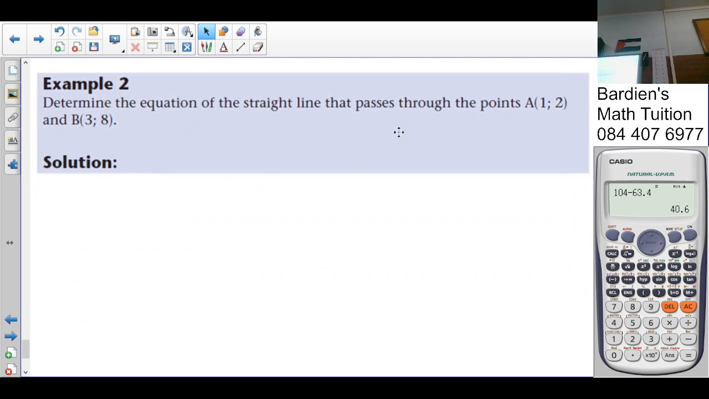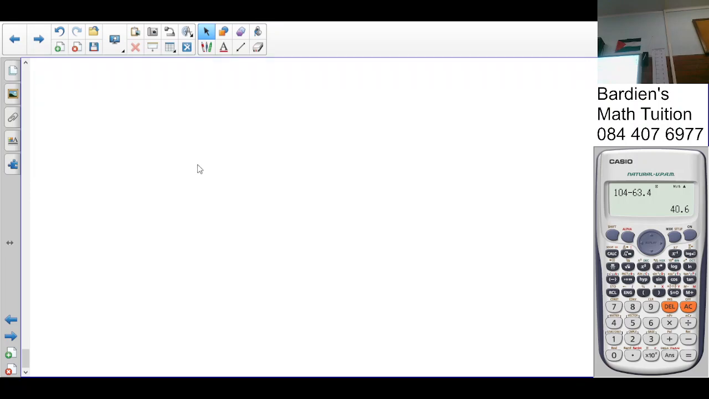Okay, to determine the equation of the straight line passing through A and B, I'm sure you guys know how to do this.